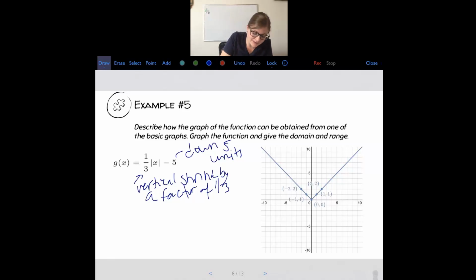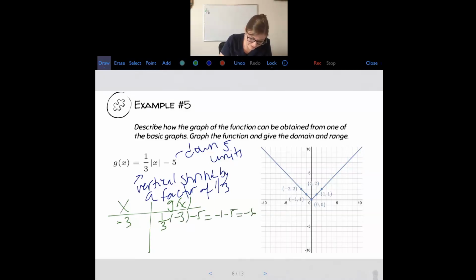So if we use a table here, let me switch colors. X, g of x. Okay, so if we plug in, and I'm going to plug in multiples of 3 actually since we're dividing by 1/3. So I'm going to plug in negative 3. 1/3 times negative 3 minus 5. This is negative 1 minus 5, which is negative 6.